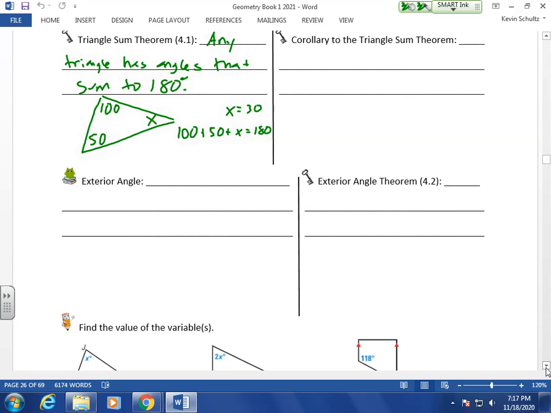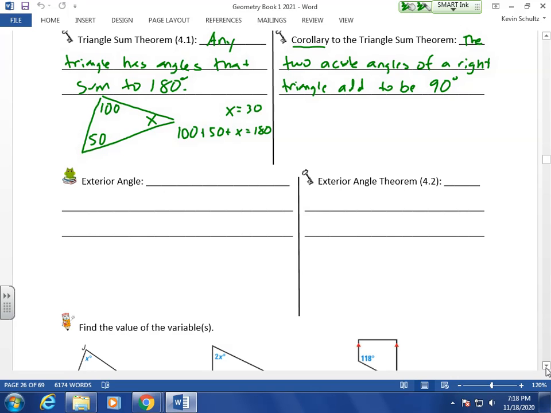If you can identify a triangle and you know two of its angles, then you can solve for the third one. The corollary to the triangle sum theorem. The word corollary kind of means related to or similar to. Okay? And this says, the two acute angles of a right triangle add to be 90 degrees.